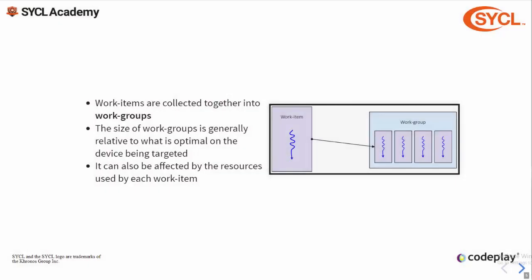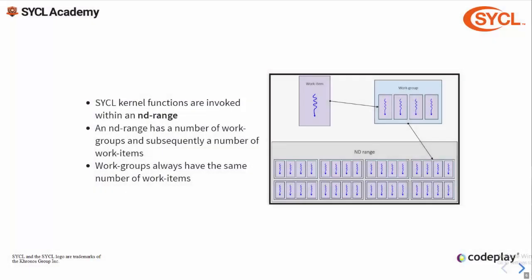SYCL kernel functions are generally invoked on a number of work items in parallel, and these work items are grouped together into what is referred to as workgroups. The size of the workgroups is generally relative to what is optimal for the device that you're targeting, but can also be affected by the resources used by each work item. Choosing the best workgroup size is often a key optimization for SYCL applications, as it ensures optimal occupancy on the target device.